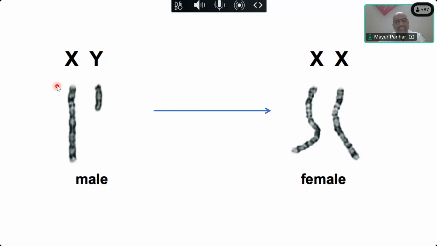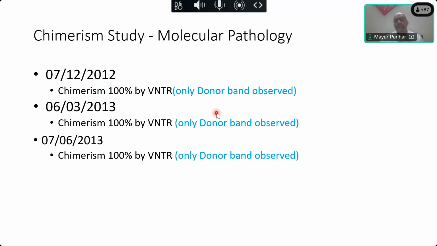the hematopoietic cells from XY become XX. Just the hematopoietic cells. So all the cells that are coming from the bone marrow, so all your WBCs now, in case of a successful transplant, will become from male to female, that is, from XY to XX. And this information is used by FISH to follow up these patients.